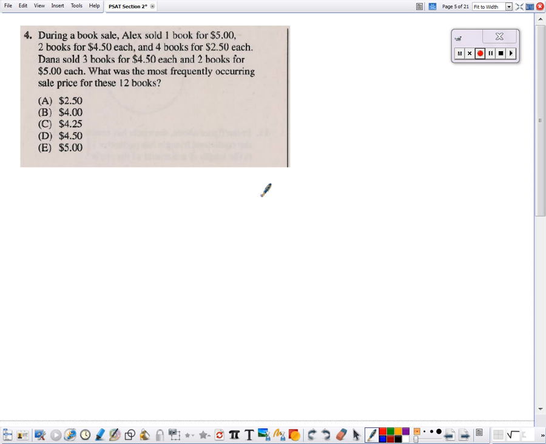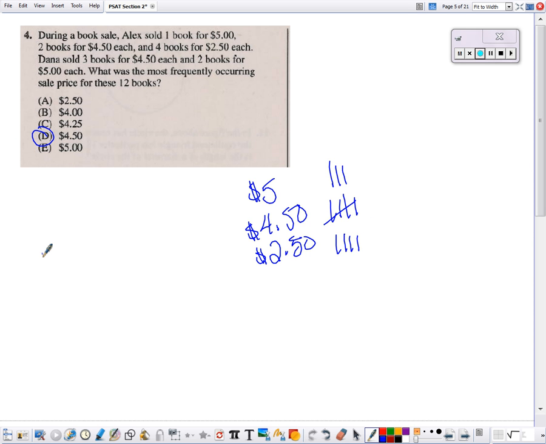For this one, I'm going to use a tally system. I'm going to count for $5, for $4.50, and for $2.50. So the first, 1 book for $5, 2 books for $4.50, 4 books for $2.50, 3 more books, and 2 books for $5. So the most frequent is the highest number of tallies, which is here, 5, so $4.50 is our answer.